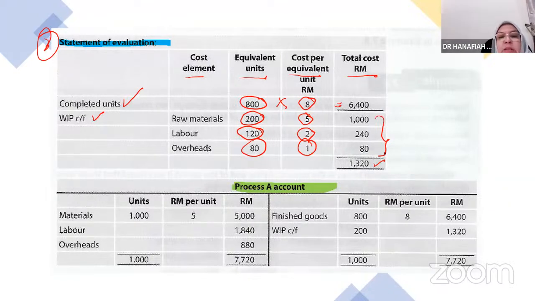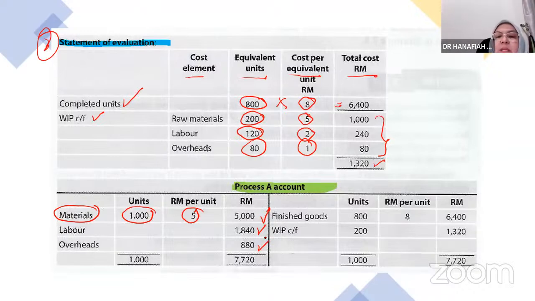So now, after you have completed the three statements, all right, you now need to prepare the process account. So we have two processes just now. We take process A as an example. So what I need to write in my process account is the material of 1,000 times 5 ringgit. It is 5,000. The labor just now is 1,840 and the overhead is 880.